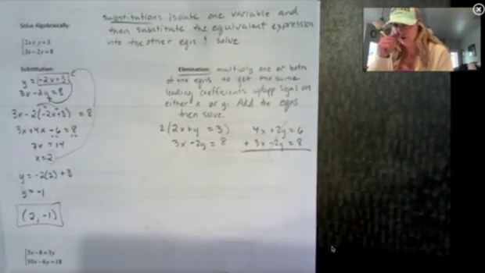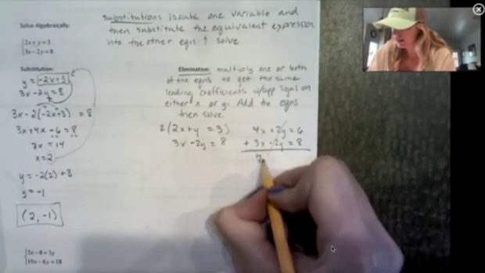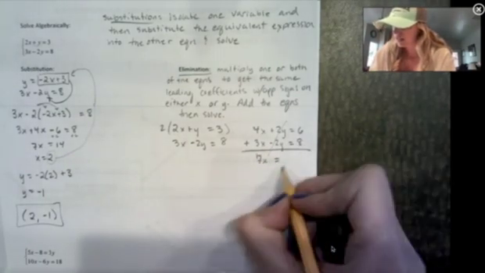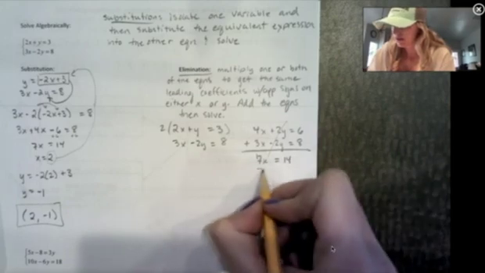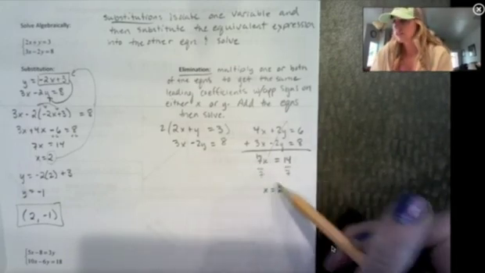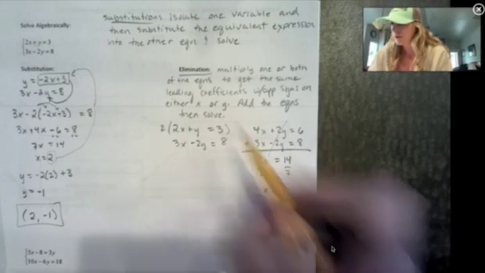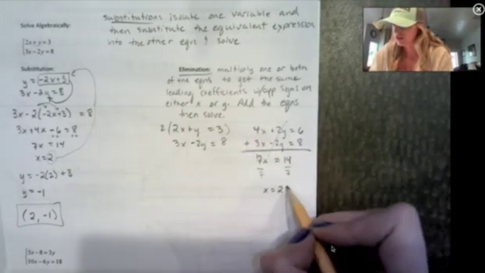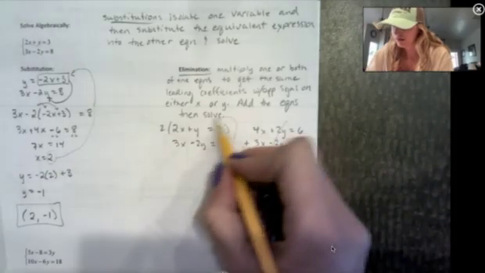and then I add like terms. 4x plus 3x is 7x. 6 plus 8 is 14. Divide by 7. So I get x equals 2. And again, I just need to take that 2 and plug it back in. I'm going to plug it back into this equation here. So I got my 2, and I'm going to substitute it in there.